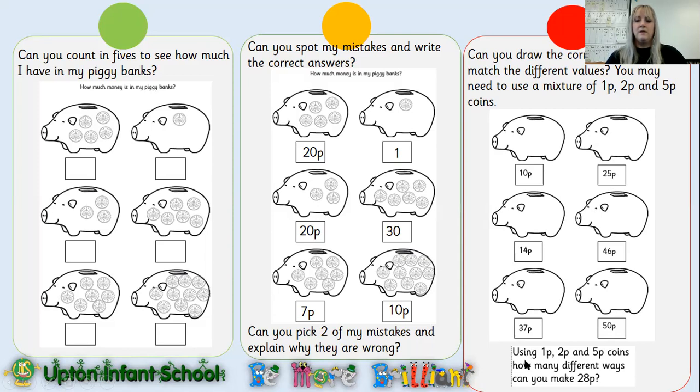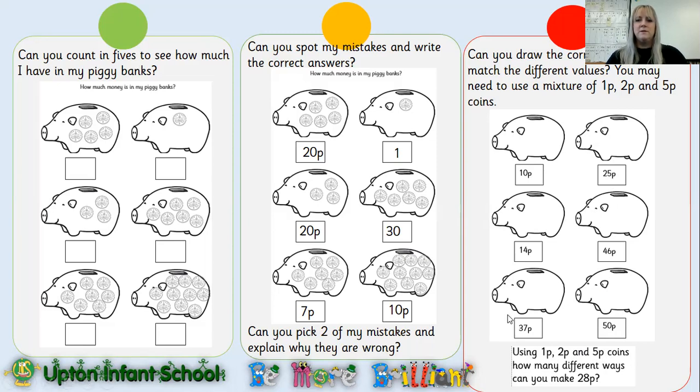Then I would like you to have a go at using 1p, 2p and 5p coins to find out how many different ways you can make 28p. Now this is quite a tricky task, so I'm going to wish you lots of good luck.